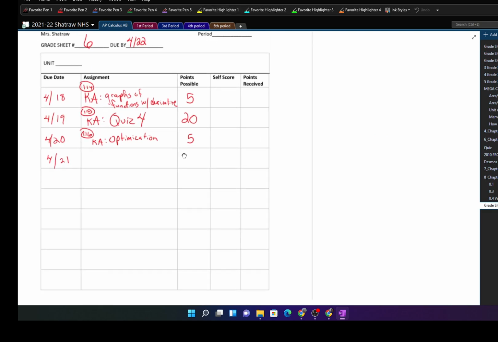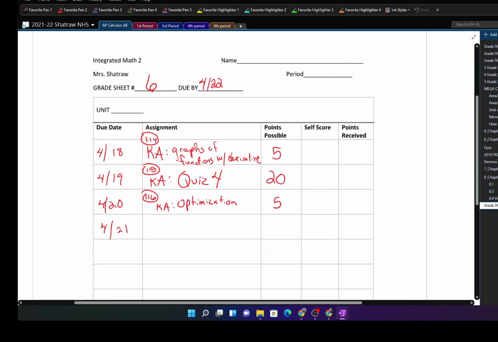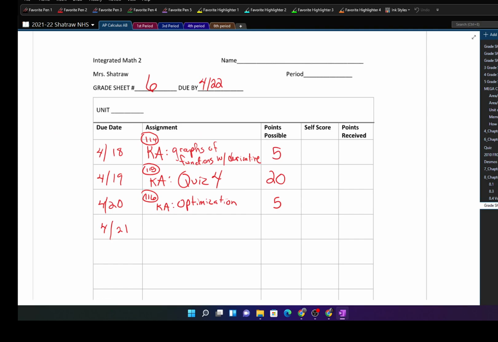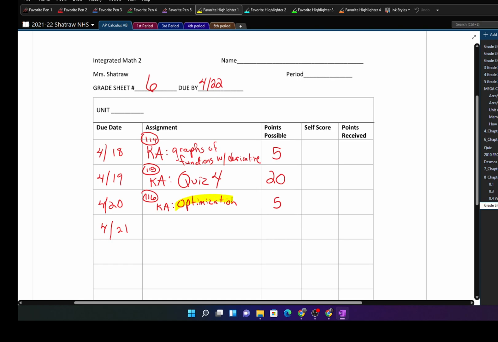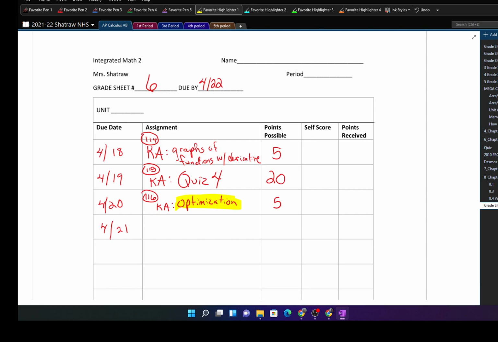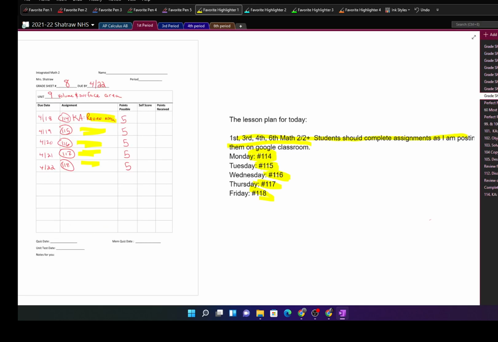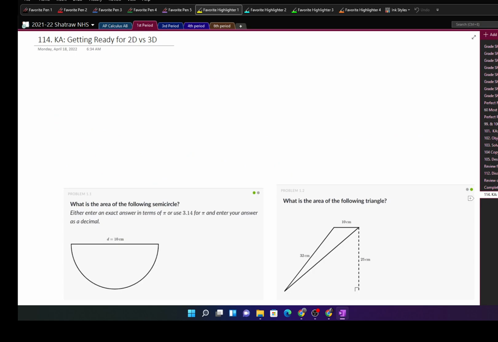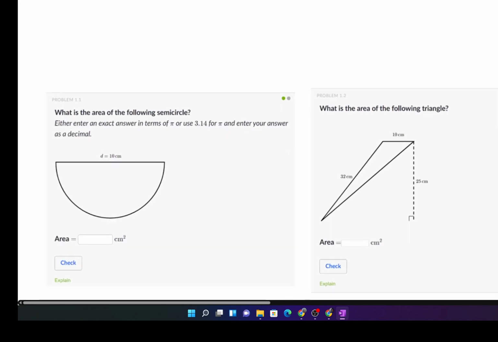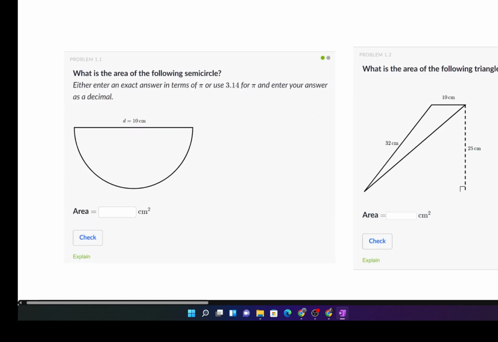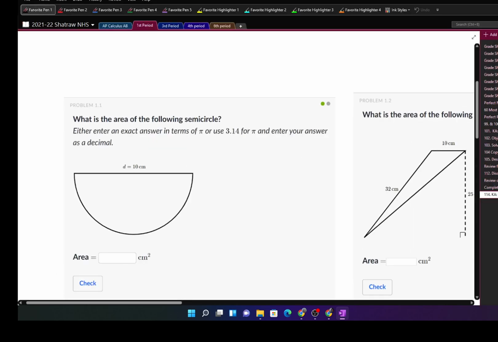AP Calculus, here's your grade sheet, and you know that Xander's going over some stuff on optimization. I could be off on the day, but don't worry about that. I am giving you a review of all of these formulas, which I'd like to do literally right now, for the shapes that you'll be using for your optimization problems. Anyway, for Math 2 and 2 plus, area of a semicircle, let me go back to Khan Academy.